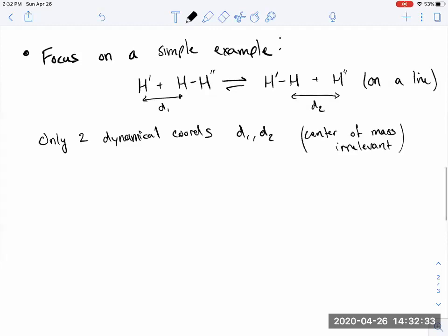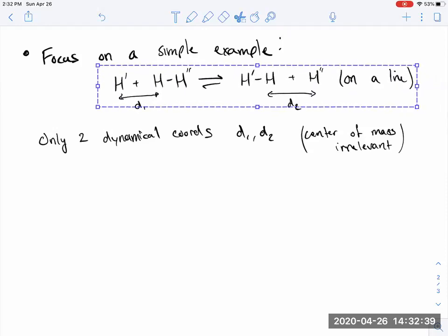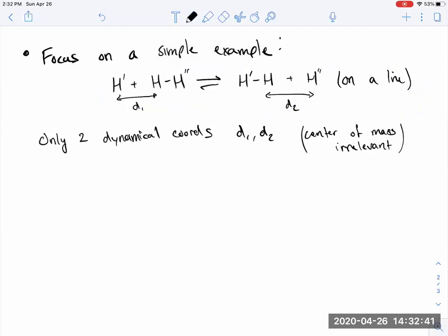So these three atoms moving on a line have three spatial coordinates associated with them. To specify the dynamics of this reaction, however, we require only two, because if I translate the whole center of mass of all three to some new point in space, I haven't changed how those three atoms interact with each other.